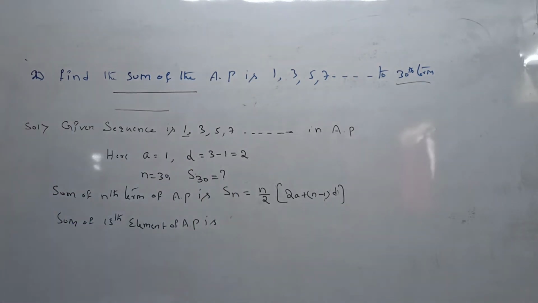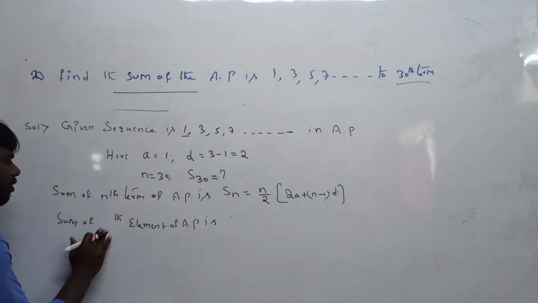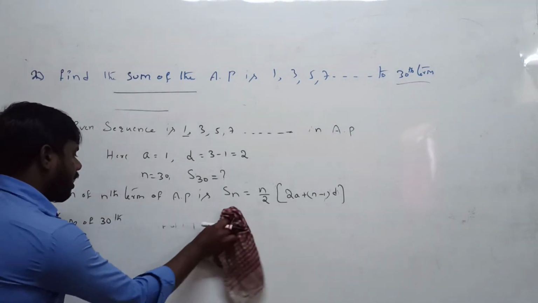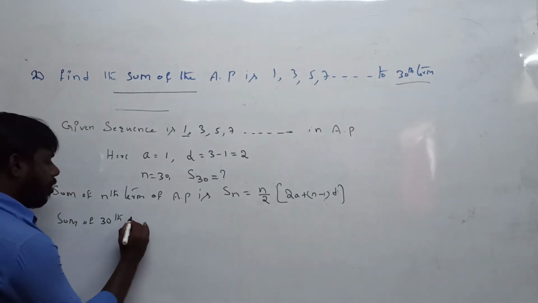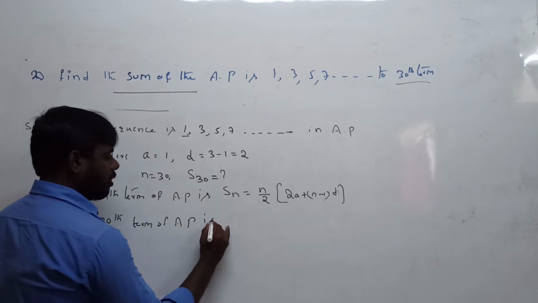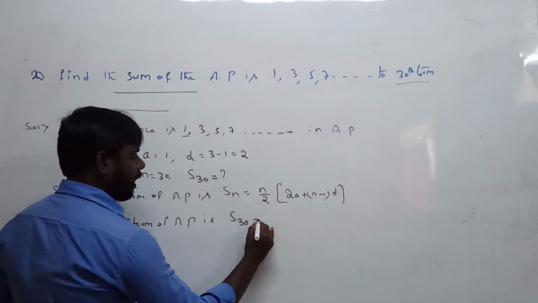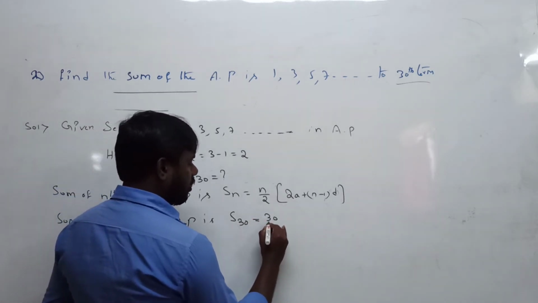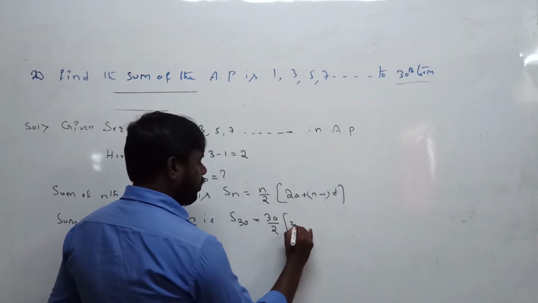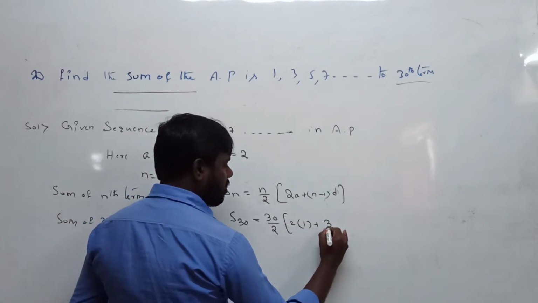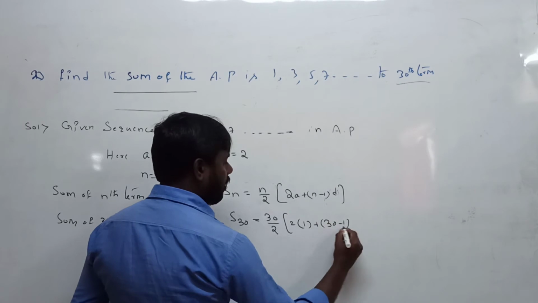Which formula do we apply here? The sum of nth terms of the arithmetic progression formula. What is being asked? The sum of the 13 terms. Term or element, both are the same thing. So the sum of n terms is n by 2 into 2a plus n minus 1 into d. Substitute the values: a value is 1, n value is 13, minus 1, into d value is 2.